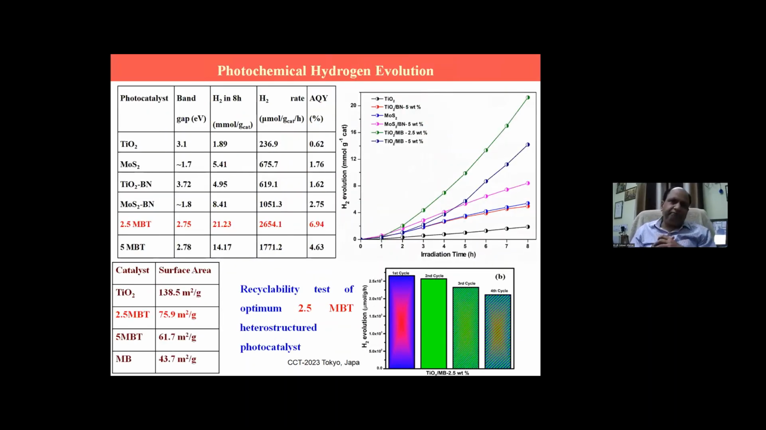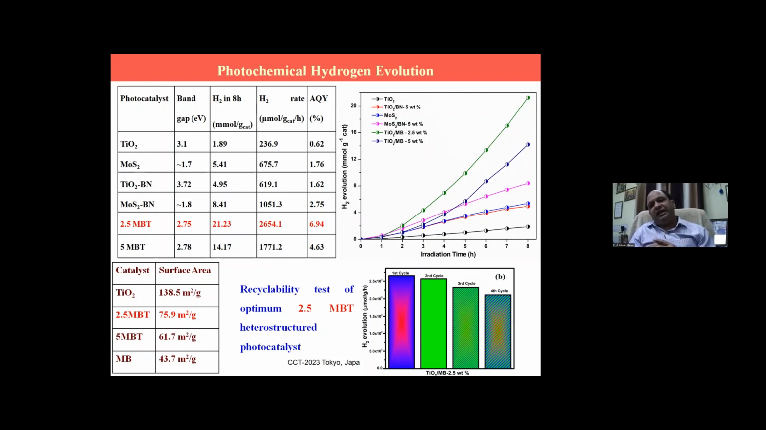Then we have measured in detail the photocatalytic hydrogen evolution of all combinations. In fact, we got the hydrogen evolution measurements for the monophasic TiO2, MoS2, BN, and then we made the binary combination, then the ternary heterostructure, and we found that the 2.5% MoS2 BN loading over TiO2 can generate a very high amount of hydrogen, which was 2.6 millimole per gram per hour. And in fact, we are the first to show this novel study in the literature.